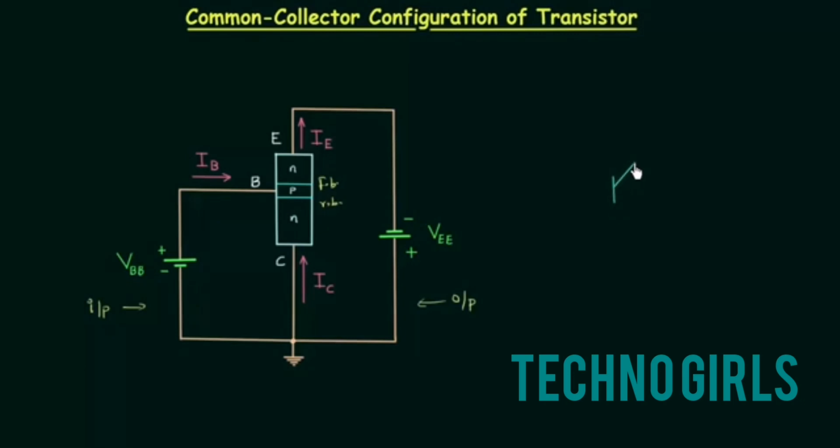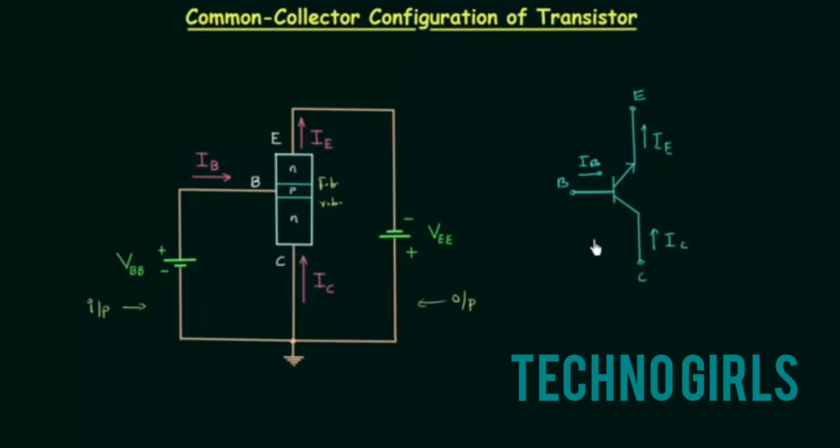I will quickly draw the symbol of transistor. We are using common collector configuration. That's why collector is common. This is emitter. For NPN transistor, this is the direction of current. This is base. This current is base current IB. This current is emitter current IE. And this current is the collector current IC.